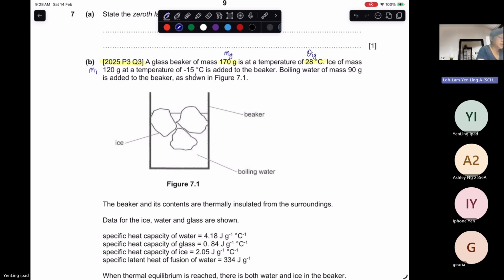So ice initially had a mass. So this is the initial mass, I'm going to use II, okay, at minus 15 degrees Celsius. And then finally boiling water. So this is where they give you less information, because in O levels, we know that unless stated otherwise, it is going to be initially at 100 degrees Celsius. And then it has water of 90 grams. Okay, and then you have a beaker that is shown in this figure.